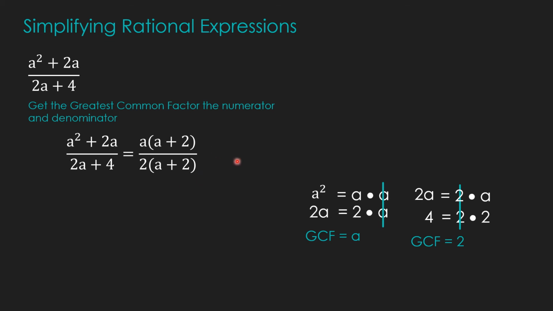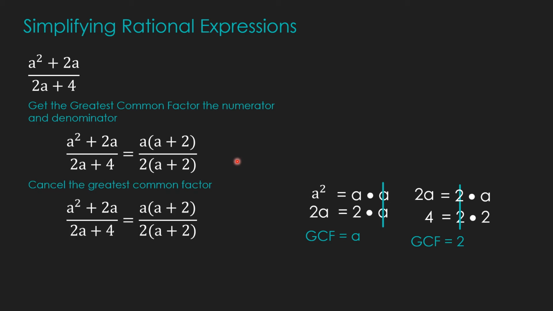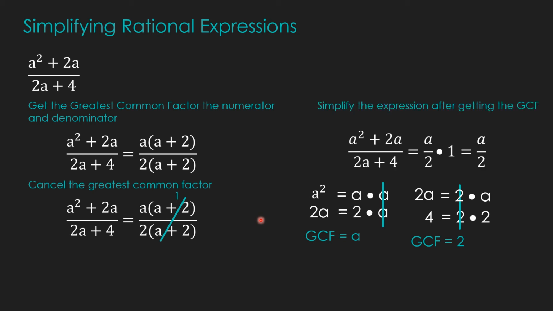Okay? Now, after getting the greatest common factor, the next step as usual is to cancel out this greatest common factor. And of course, the greatest common factor is a plus 2. So, that will now be cancelled out, which is equal to 1. Automatic. Then, to simplify the expression, it will now be like this. Kay 1 naman ni. So, we will have here a over 2 times 1. And of course, a over 2 times 1 is simply a over 2. So, ang simplified form sa atong rational expression nga a squared plus 2a over 2a plus 4 is a over 2.